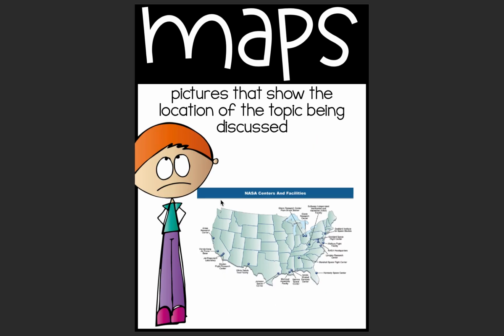Maps. You might find pictures. Maps are pictures that show the location of the topic being discussed. So you might find these a lot in history articles or history books. And here is a map here showing the different locations in the USA.